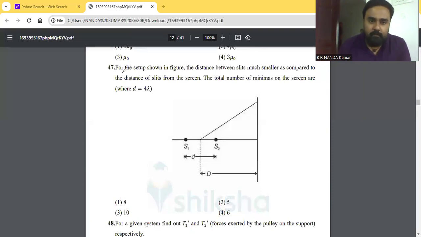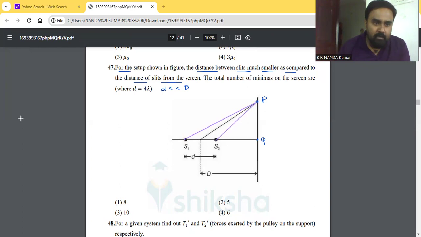Okay, next question number 47. For the setup shown in the figure, the distance between the slits, small d, is much smaller compared to the distance of the slits from the screen, capital D. So here two light waves starting from S1 and S2 reach a point. Let us consider this point as P, and let us consider this point as Q. So the two light waves travel along the paths S1 to P and S2 to P.